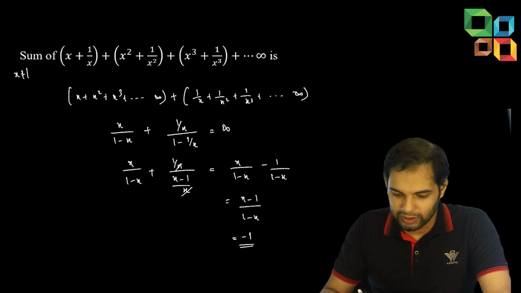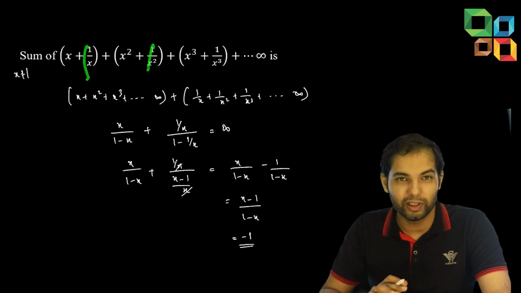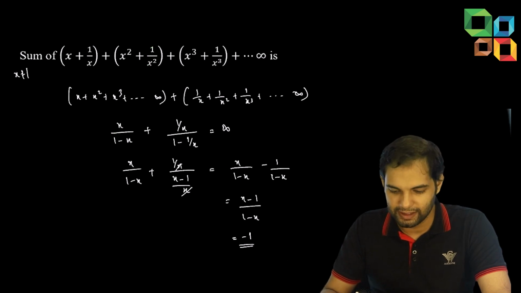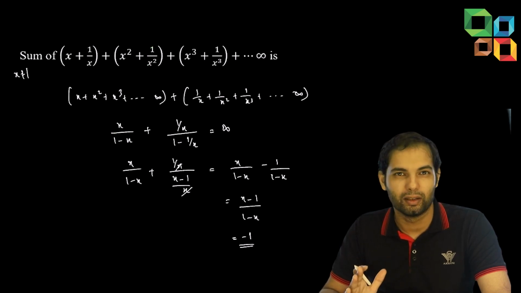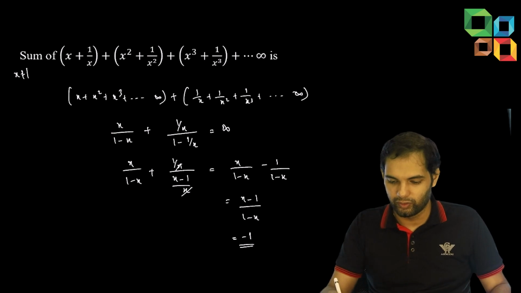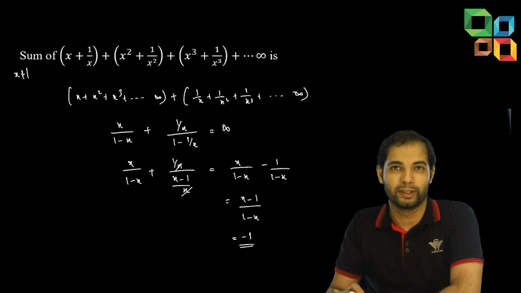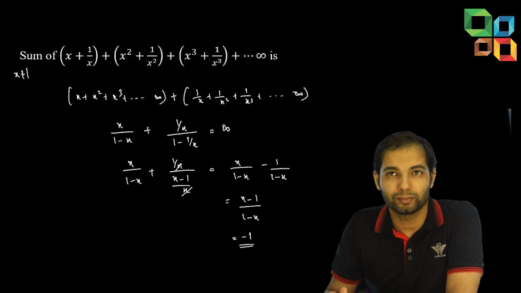Suppose this x was separate and this was some other variable, say y. And they mentioned mod x is less than 1 and mod y is less than 1. Then yes, this would work. This would be a different formula. Everything would be fine, right?